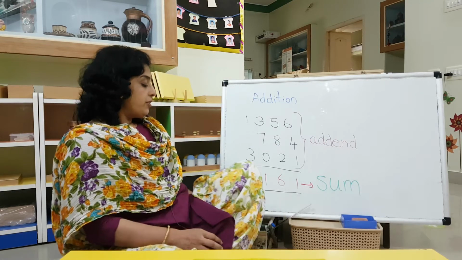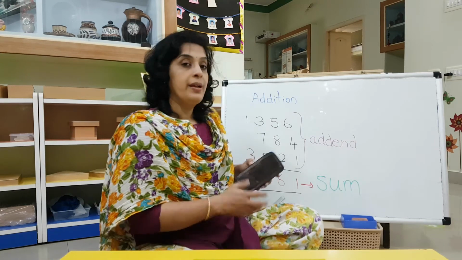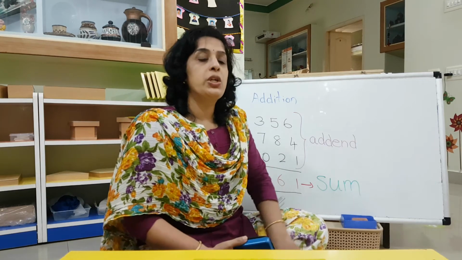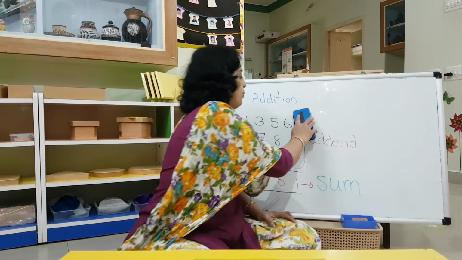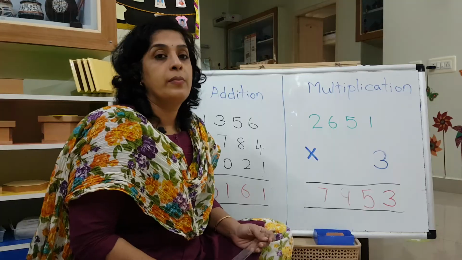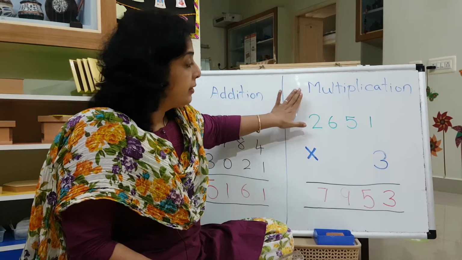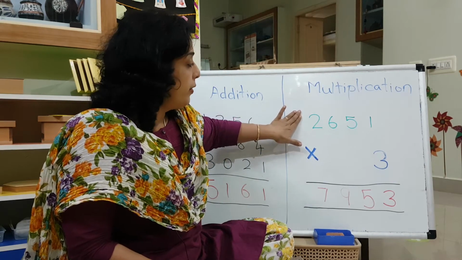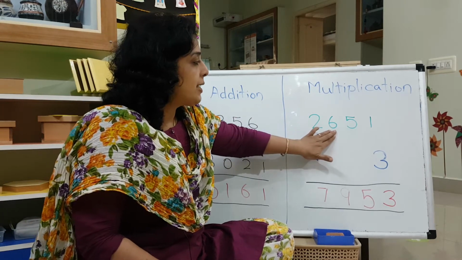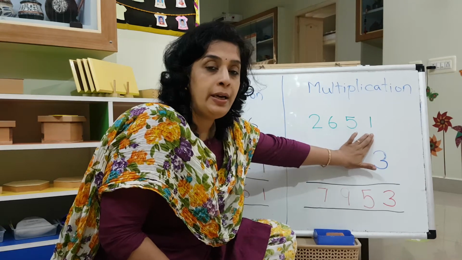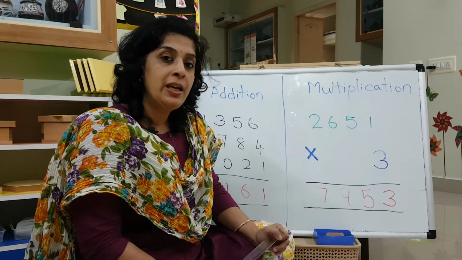Now, have you started doing your multiplication? In multiplication also we have names like this. Are you ready? Come, I'll tell you what the names are. I have written a multiplication here. That is, we have taken the quantity 2651, 3 times. Remember what multiplication was?